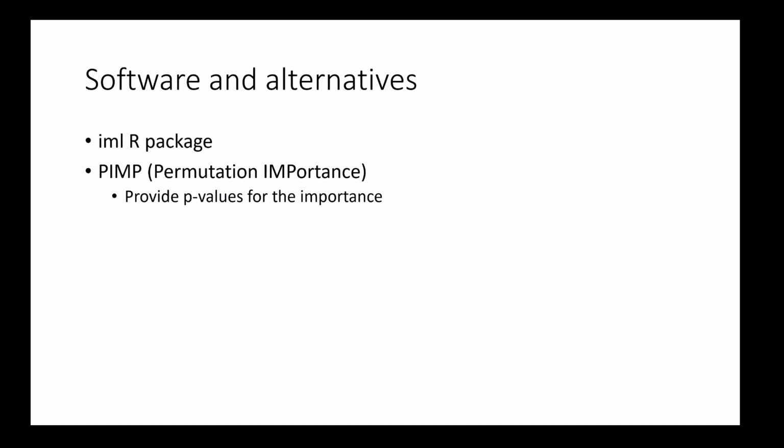Finally, the examples presented in this slide were created using the iml package, which stands for Interpretable Machine Learning. It also has other methods such as partial dependence plots, accumulated local effects plots, and individual conditional expectation curves. Additionally, it also comes with LIME and Shapley value functions. As an alternative, there is another method called PIMP, Permutation Importance, which also provides p-value for the importance.